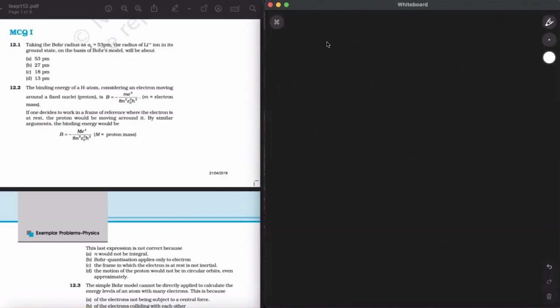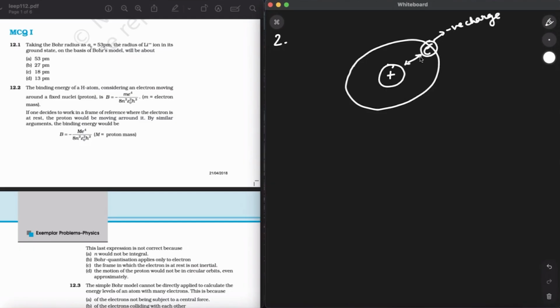Next up, I have question number 2. The binding energy of an H atom, considering an electron moving around a fixed nucleus, is given. What is binding energy? See, this is the nucleus having positive charge. This is the path of an electron. I'll say this is an electron, having negative charge. So there is an interaction between the positive and negative charge, and the electrostatic energy can be written as k times Q1 Q2 by this distance R.